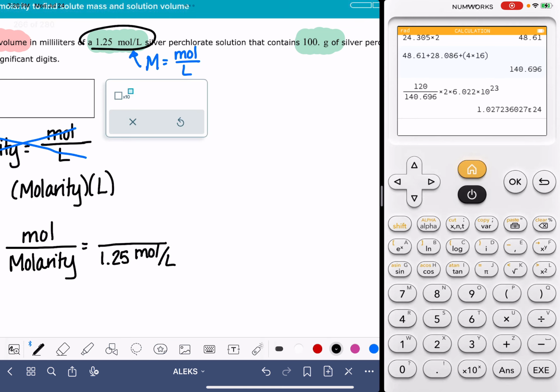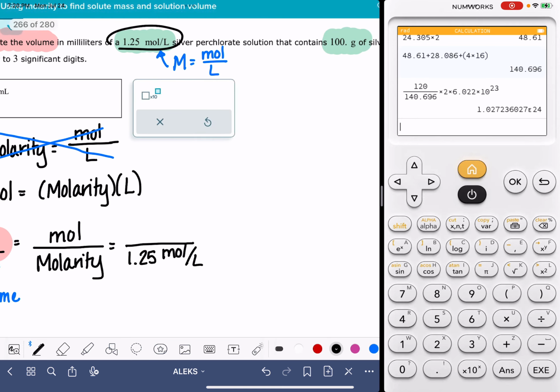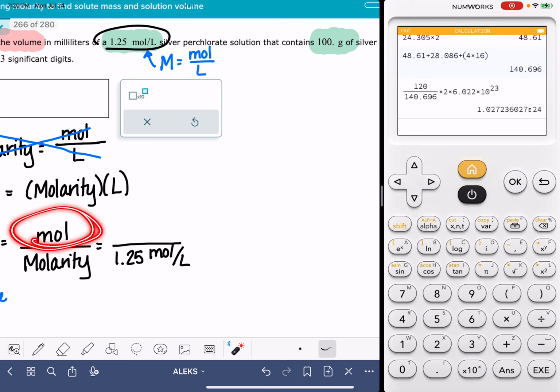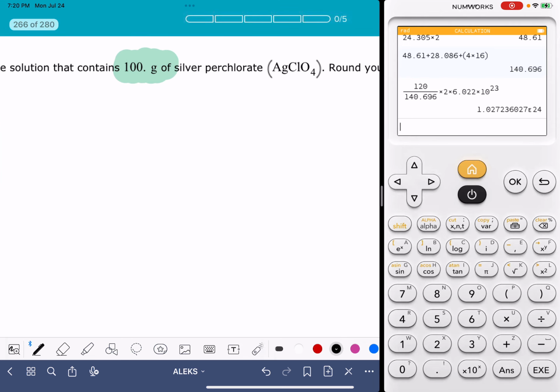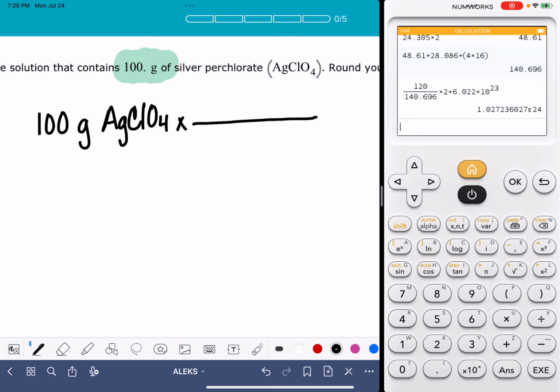This seems to be pretty consistent with this particular ALEKS problem, where even though the number you actually need to use is the moles, ALEKS gives you the mass instead, and you need to do a mass to mole conversion, which is fine. We can do that conversion up here. 100 grams of AgClO4, and we're going to convert that into moles.